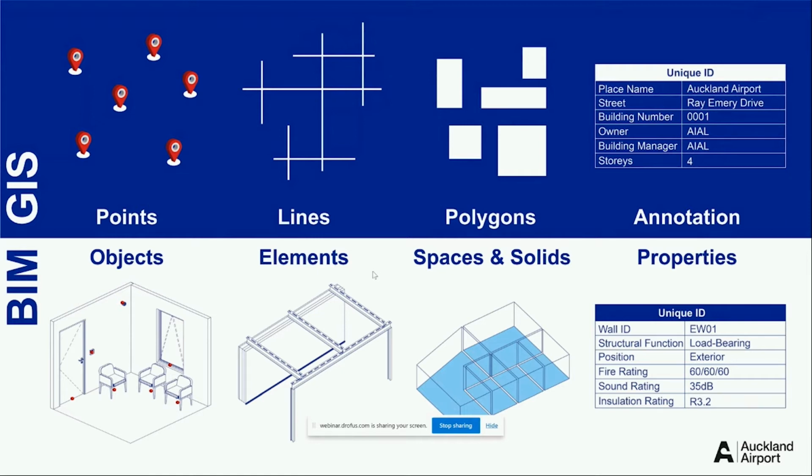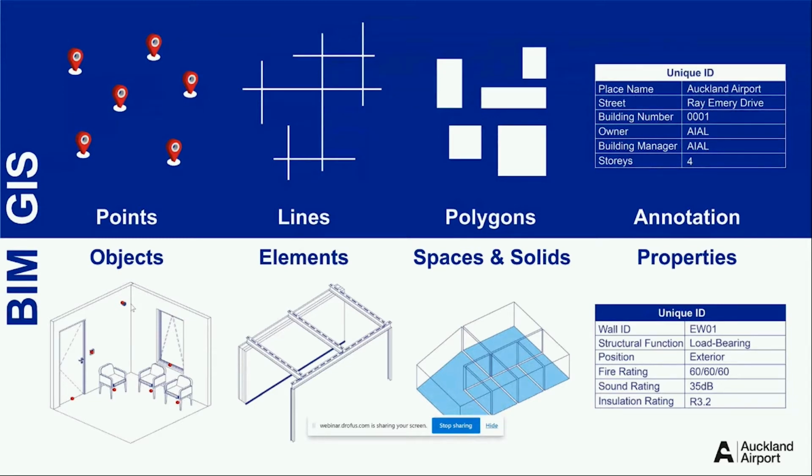With these fundamental representations, we can capture basically everything that we need to capture at the airport. A lot of our discussion is around what information should sit in GIS and what information should sit in BIM. In some cases the data might originate in BIM as an object, but at the end of the day we just need to see it as a point in GIS. So it's really working out the data that's actually needed and working out where it can sit.